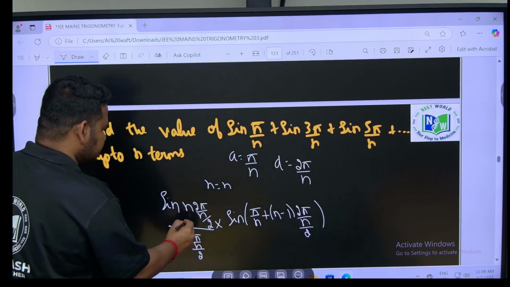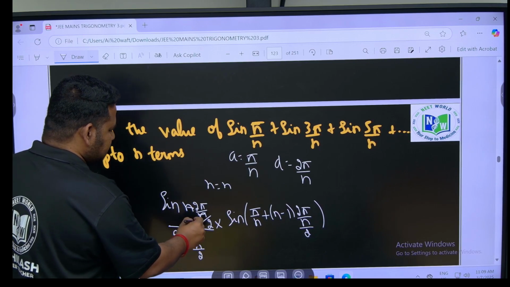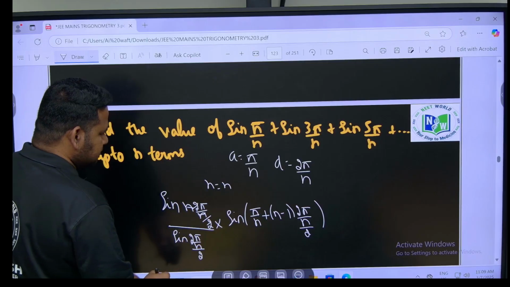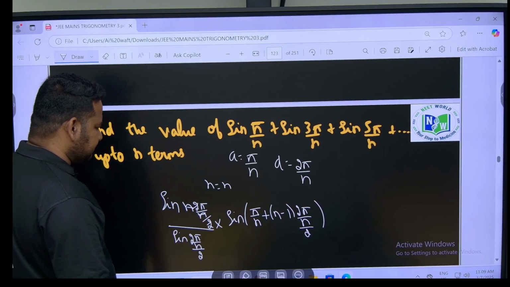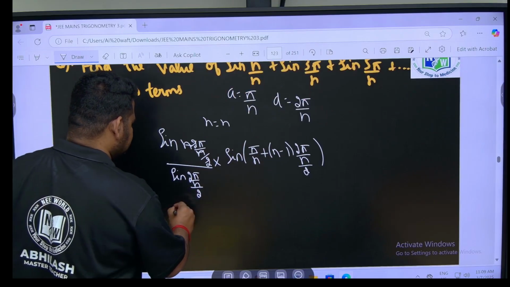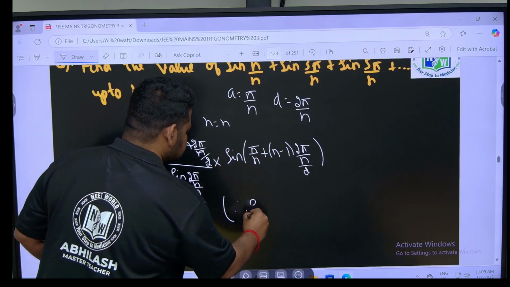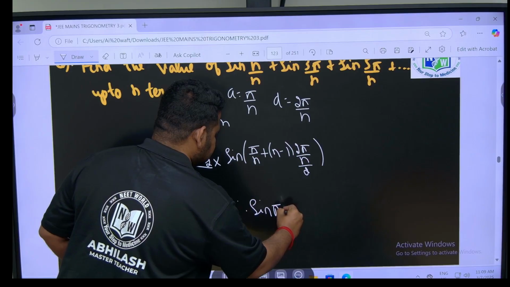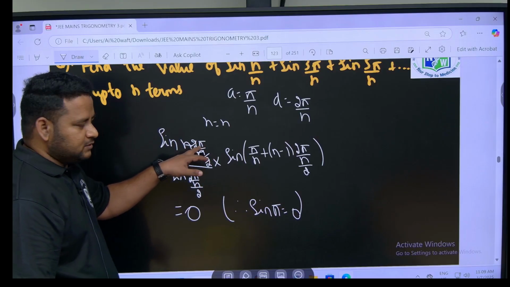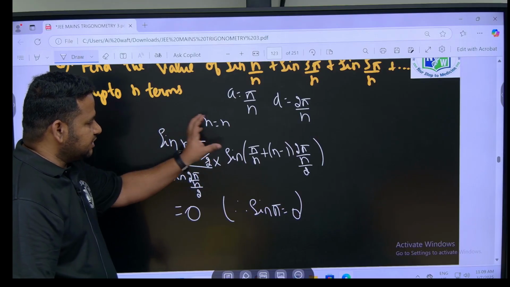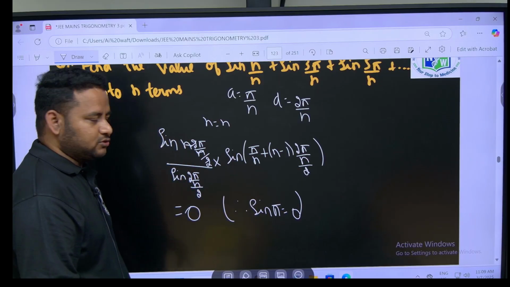So what will happen here? Here n and n will cancel, and 2 and 2 cancel. So sin pi is equal to what? Sin of 180, sin of pi is nothing but 0. So the value of this will become 0. Here you will have sin pi, the value is 0, so 0 into something divided by something is nothing but 0 itself. So finally you will get the answer as 0. Simple.